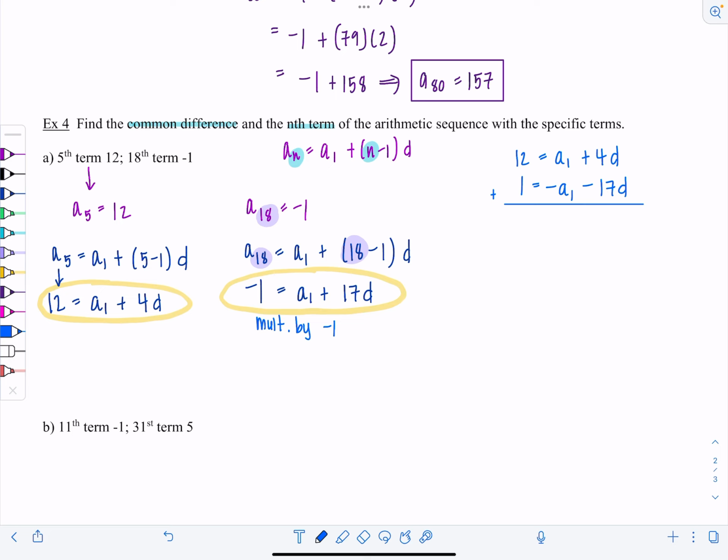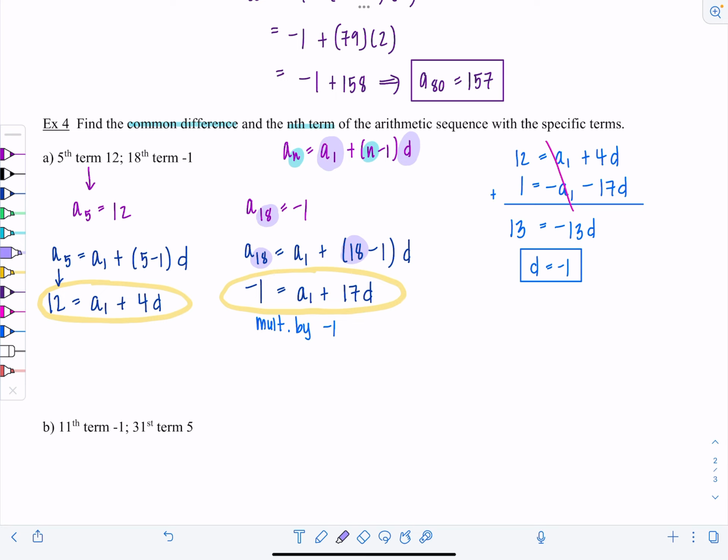Okay, 12 plus 1, 13. Love it. A1 cancels now. Look at that. And then this is equal to negative 13d. Divide both sides by negative 13 and we get d is equal to negative 1. Okay, good. So now I know d is equal to negative 1, but remember I'm still missing a1.